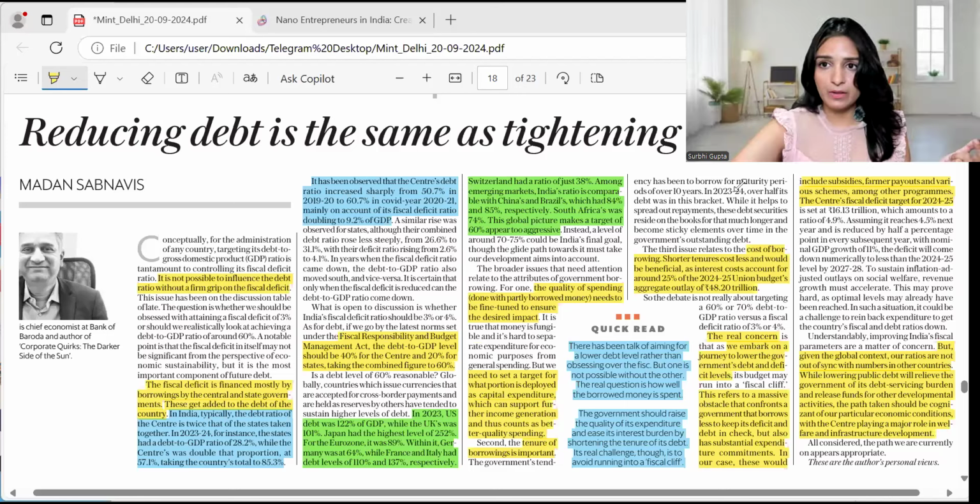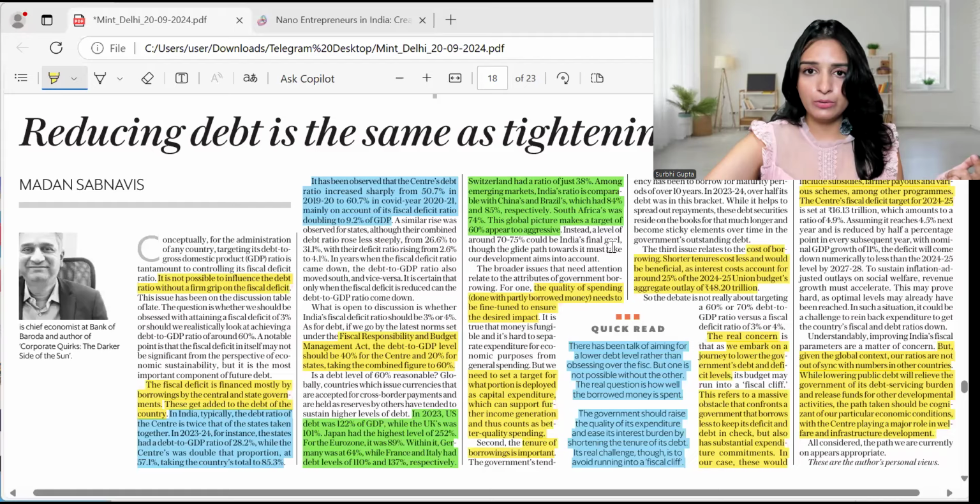So I'll quickly share the screen and let's start reading the article because we'll do it directly from the newspaper. So yeah, let me just adjust my screen a bit. All right, I think we are good to go.